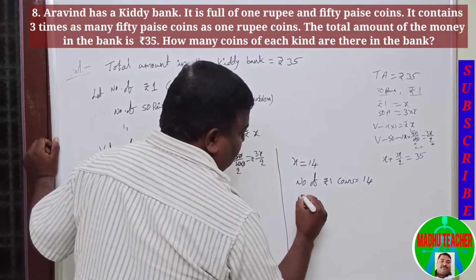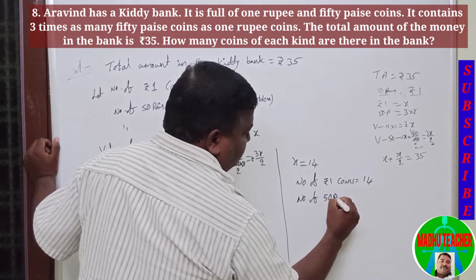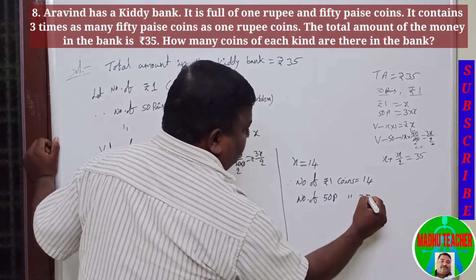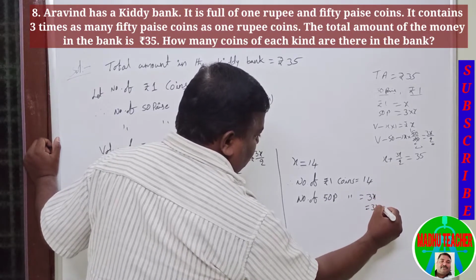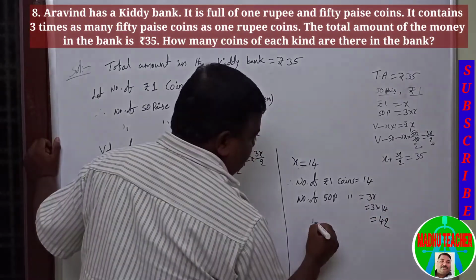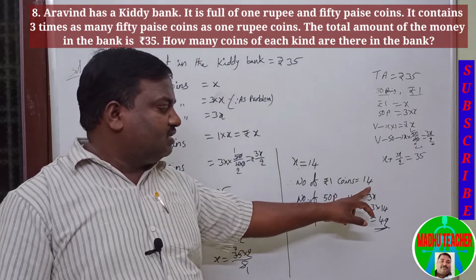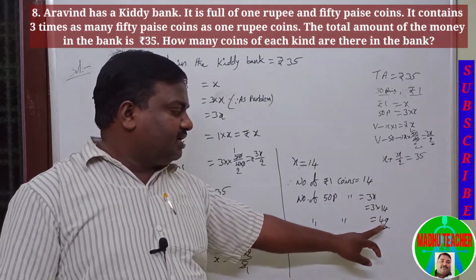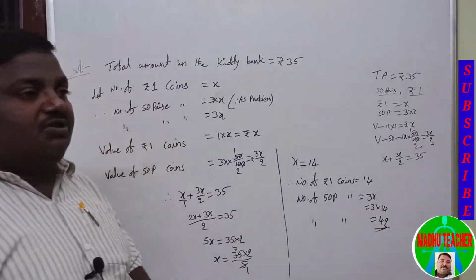Next, the number of 50 paise coins. 50 paise coins equal 3x. 3 into, what is x? 14. 14 3s are 42. So the number of 50 paise coins equals 42. The number of 1 rupee coins is 14 and the number of 50 paise coins is 42. Okay, this is the 7th one.